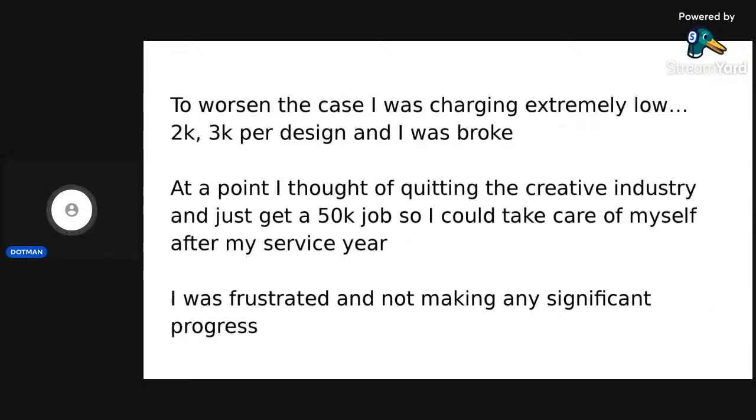I was charging extremely low. Like I said, there was a point in my life where I was very broke, as a lot of designers right now are charging 2K per design, charging 3K per design. And I was very broke. At that point I thought of quitting the creative industry and just getting a 50K job, so I could take care of myself after the service year. Now, this was my own story, right? I was frustrated and I was not making any significant progress.